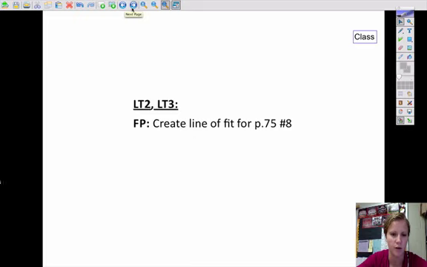And then learning target 2 and 3, there's only one focus problem here: create a line of best fit for number 8 on page 75, which was a focus problem from LT1. So you can use the remainder of the class to work on focus problems from both LT1 and LT2-3. And we will have a checkup over this material on Friday.